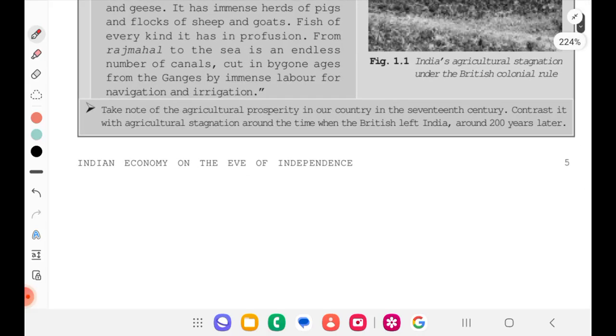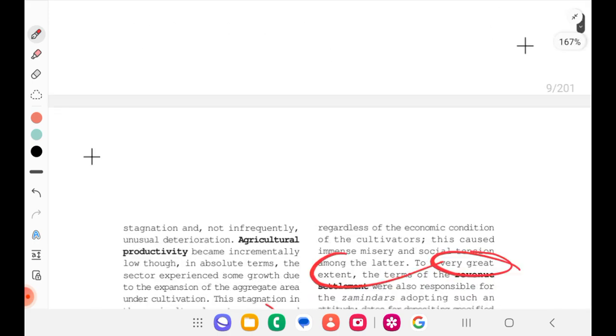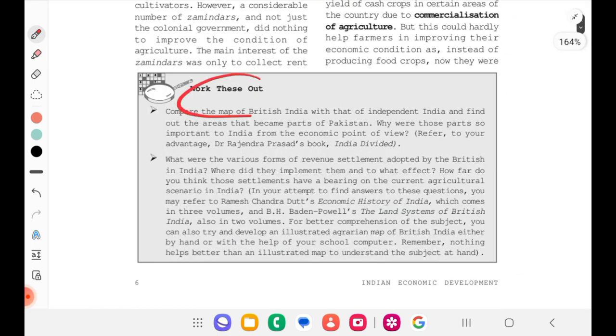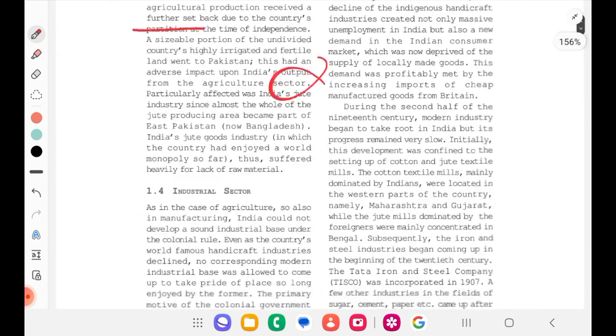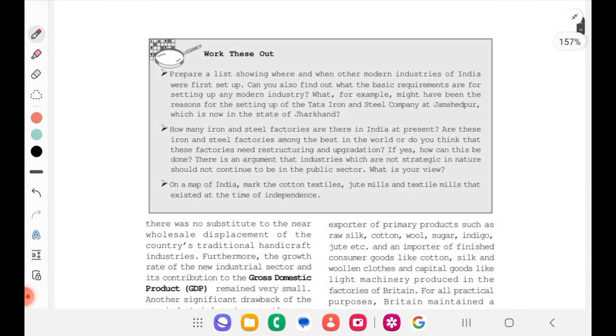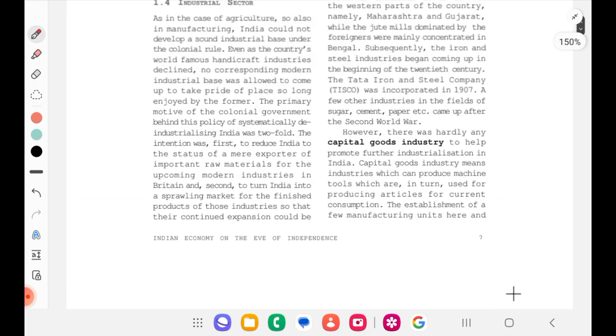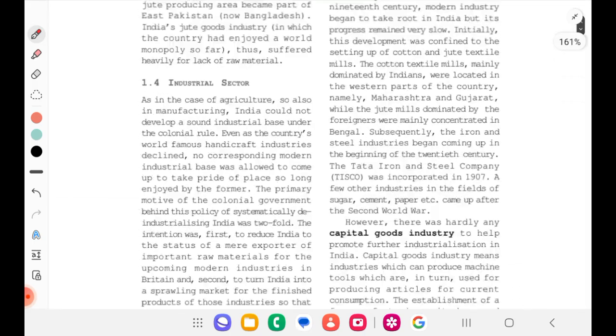Take note of agricultural prosperity in our country in the 17th century. Contrast it with the agricultural stagnation around the time when the British left India around 200 years later. So this was the table we left. It is worked out, so not required. Now we can take up the industrial sector.